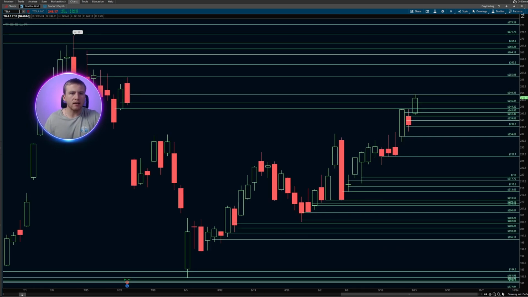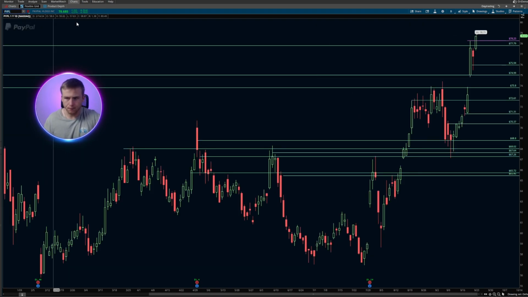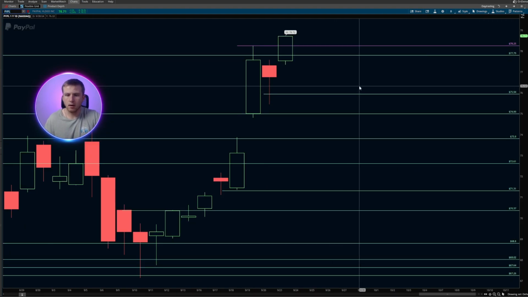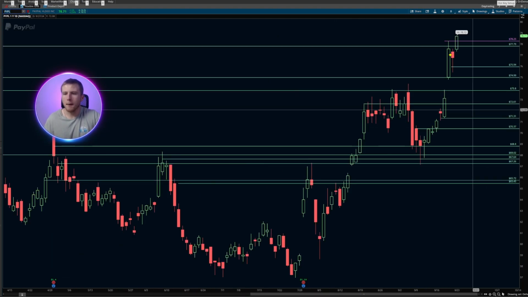But let's go in and look at, what about something like PayPal? What is this? This is a picture-perfect entry over here, stop right here, 1, 2, 3 bar play, and then you can expect to see a trend resumption on this particular setup here. So very, very helpful setup in trend.